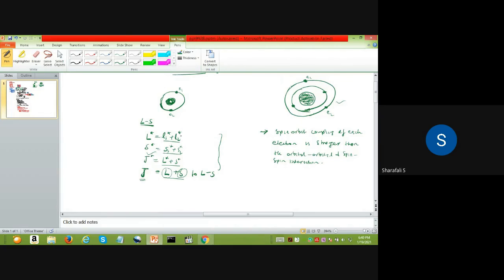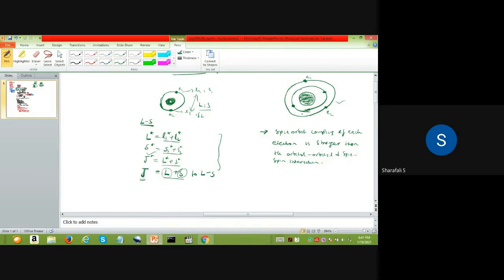So what is happening here? We have L1 for this, L1 for this. In LS coupling, these two L values for different electrons first interact with each other and we get capital L. Similarly, we have S1 and S2. These S1 and S2 will interact, and we get capital S. Then we couple these two.